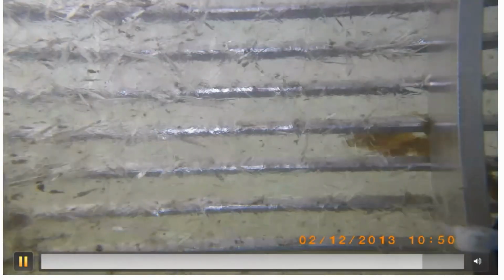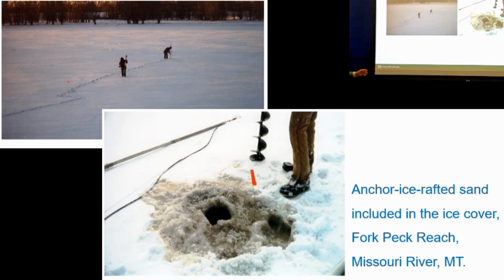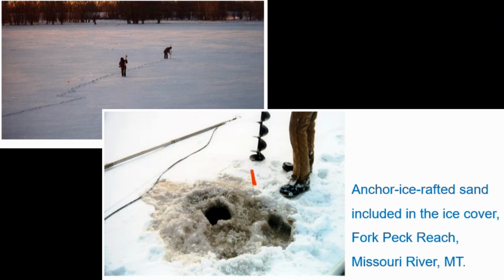So ice is very important for rafting sediment, and including sediment in ice covers, which reinforce ice covers. You can imagine concrete, which has got aggregates added into it. So ice is very important for rafting material. So if you go in the Missouri River and you drill through the ice cover, this is what you see, sand included in the ice cover. So it makes the ice cover stronger, and it's a mechanism for sediment movement in wintertime.